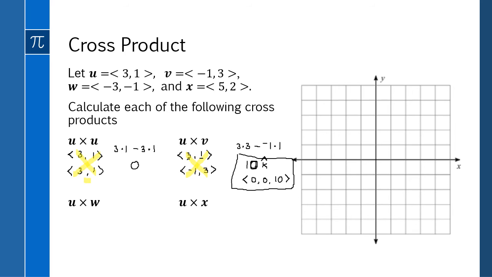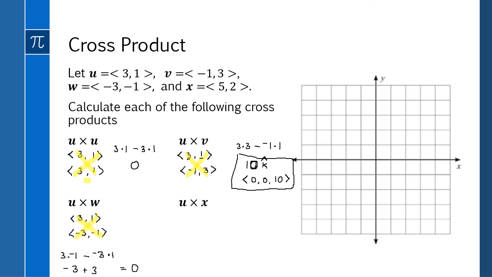Another example here, we have u cross w. This would be 3, 1 cross producted with negative 3, negative 1. When we go our crisscross applesauce, it'll be 3 times negative 1 minus negative 3 times 1. So that becomes negative 3 plus 3. This is another one where the cross product is 0.